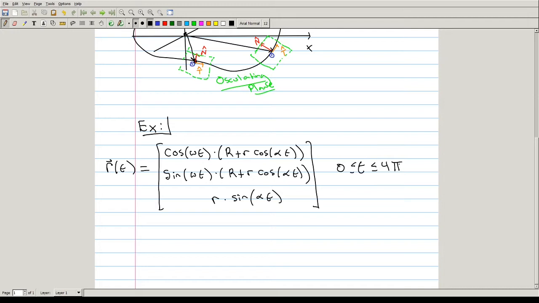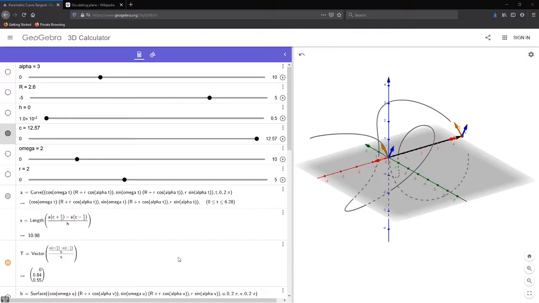To help us out, we'll open up the GeoGebra plot of this curve, and I've also plotted on the GeoGebra plot a nice visualization of the tangent plane, and then the tangent vector, the unit tangent vector, the unit normal vector, and the unit binormal vector.